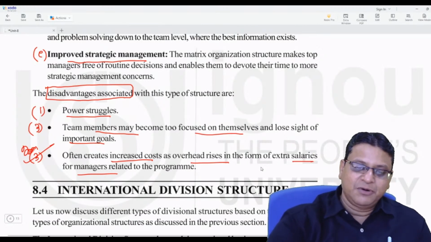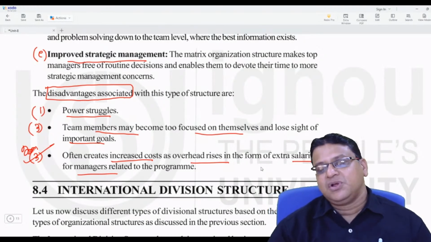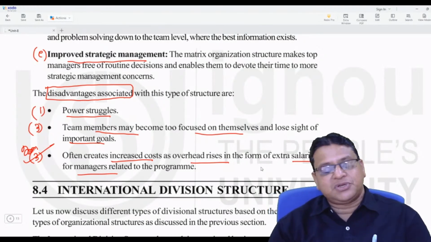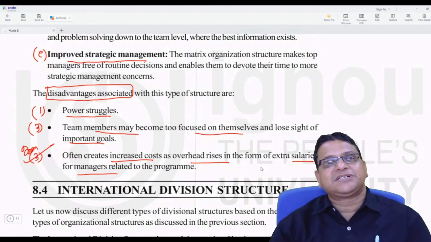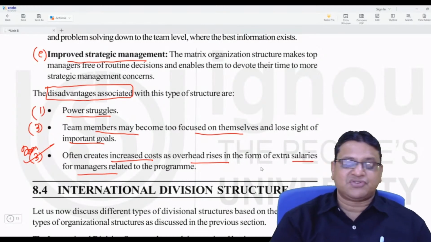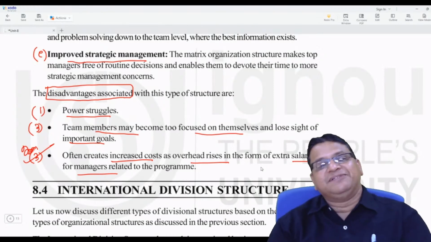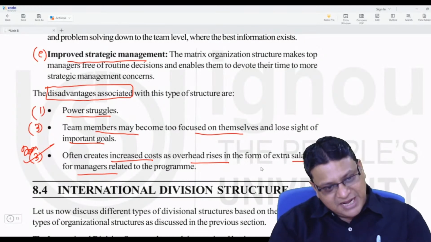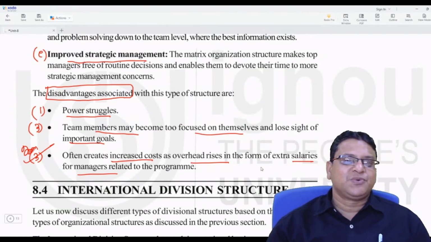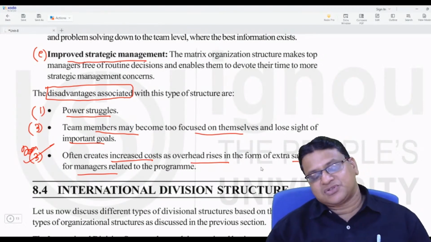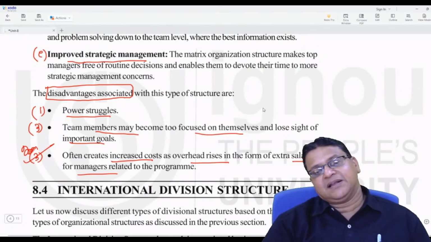So we have discussed there are three types of organizational structure. Functional organizational structure, where the organization is divided on the basis of function. Then divisional organizational structure, where the organization is divided on the basis of divisions. And matrix structure, where the organization is divided on the basis of functions as well as divisions. There will be some functional heads and some divisional heads.